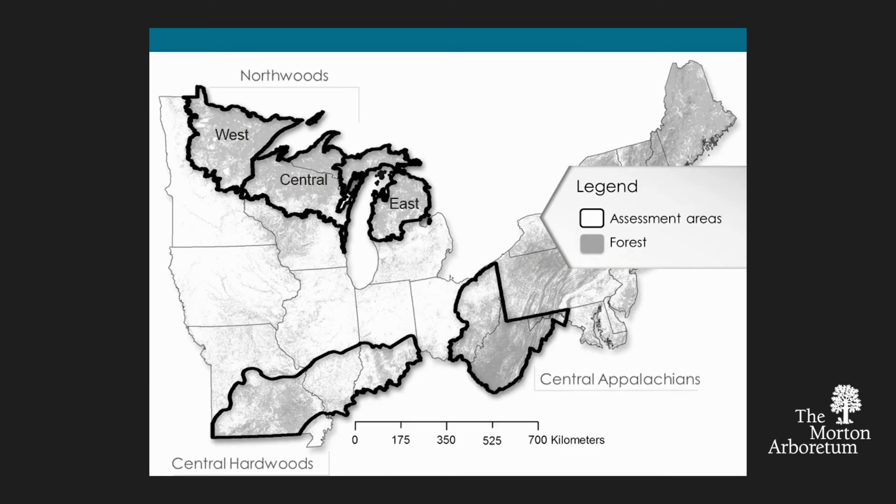So we have currently completed vulnerability assessments for 5 areas across our footprint area. So that's the Central Hardwoods, the Central Appalachians, the Northwoods, which we divided up into 3 different assessment areas.